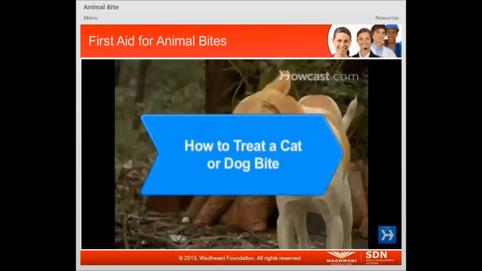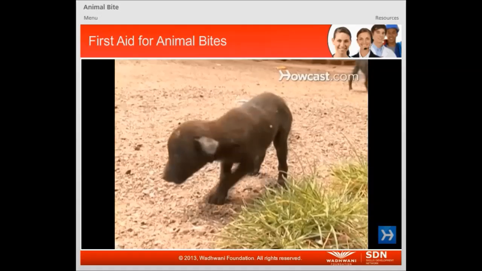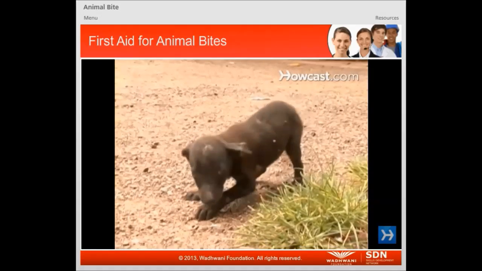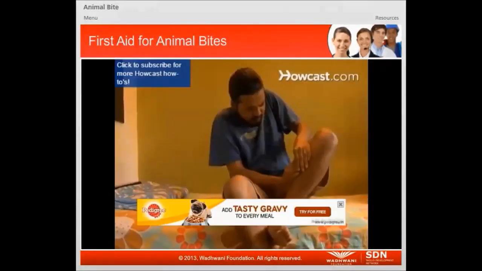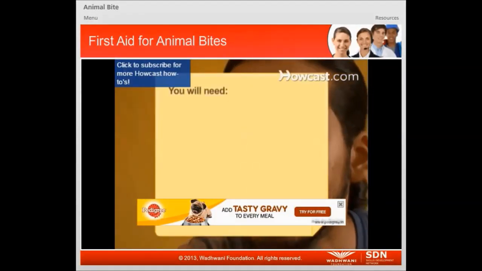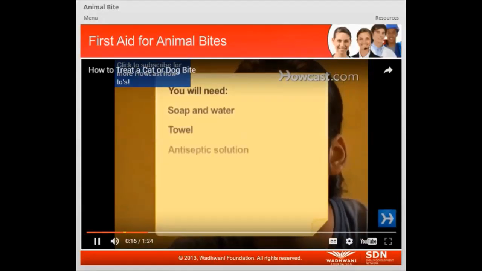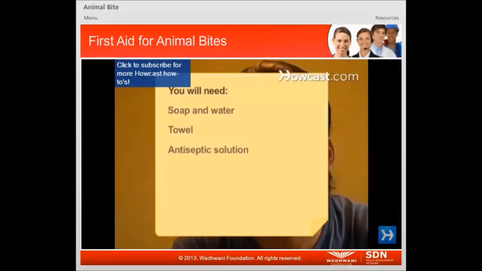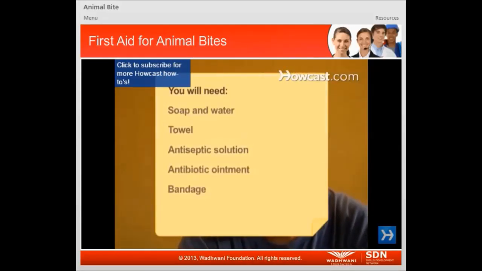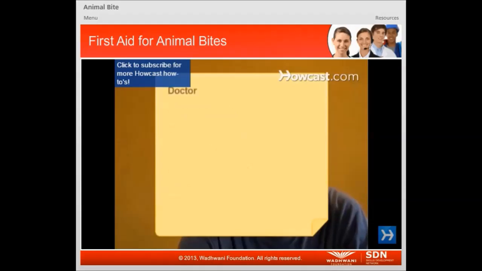How to treat a cat or dog bite. The bites of dogs and cats can lead to infection if they are not treated promptly. Here are some first aid measures. You will need soap and water, a towel, an antiseptic solution, an antibiotic ointment, a bandage, elevation, and a doctor.